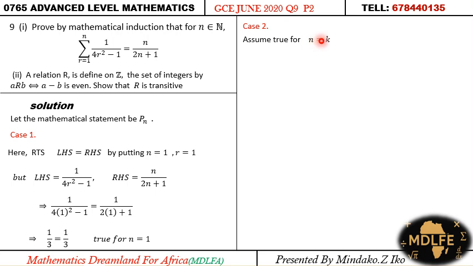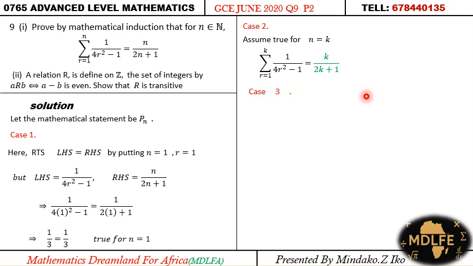Assume for n equals k. If we make that assumption, it means that the summation from r equals 1 right up to k of 1 divided by 4r squared minus 1 is equal to k divided by 2k plus 1. So we substitute k where we find n. This is the stage of assumption.